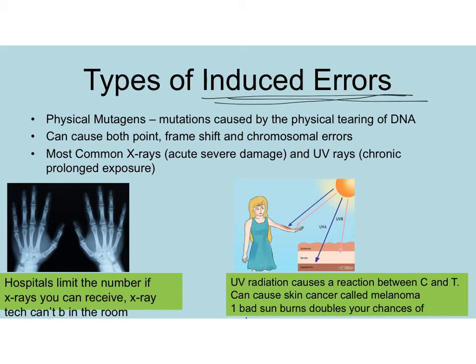So the things that you want to avoid are physical mutagens. Physical mutagens means that these things actually tear the DNA apart. Okay. They can cause point, frame shift, and chromosomal errors. They're basically going in and ripping the DNA apart. And if the DNA is all ripped up, it can't replicate properly. So the most common ones are things like X-rays.